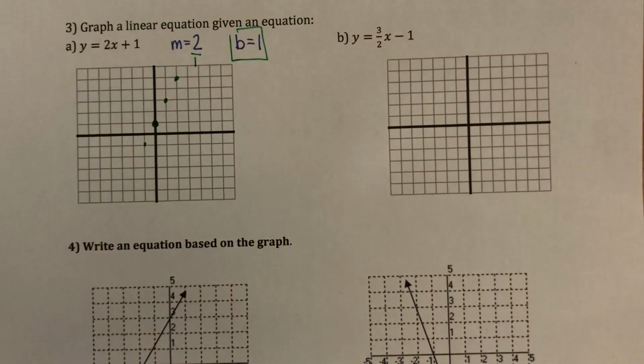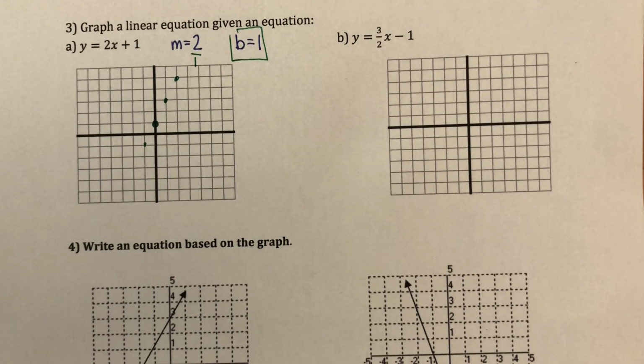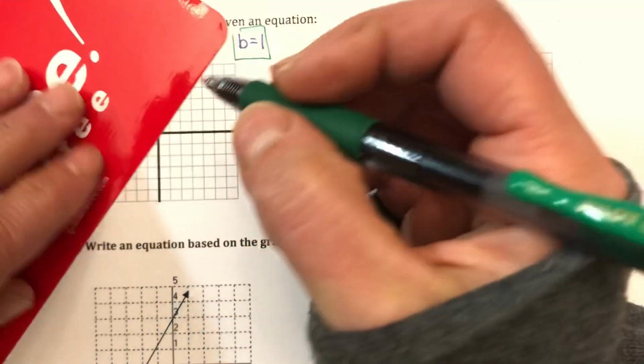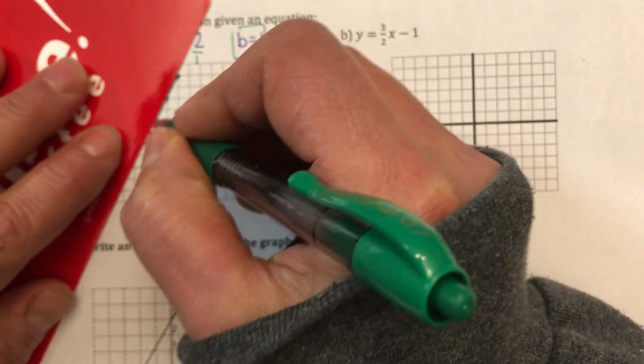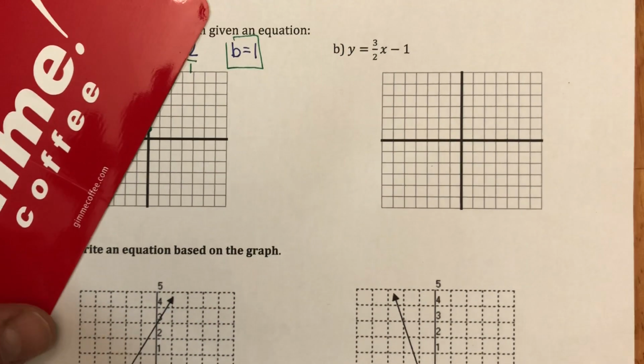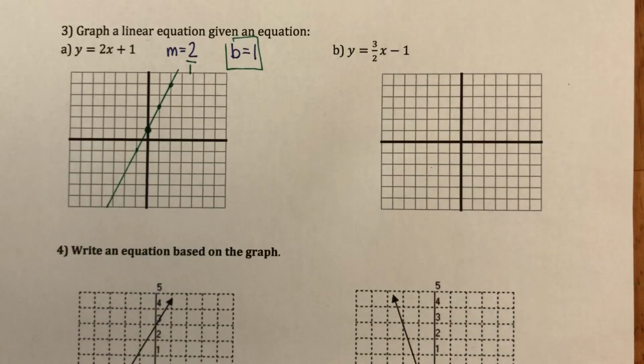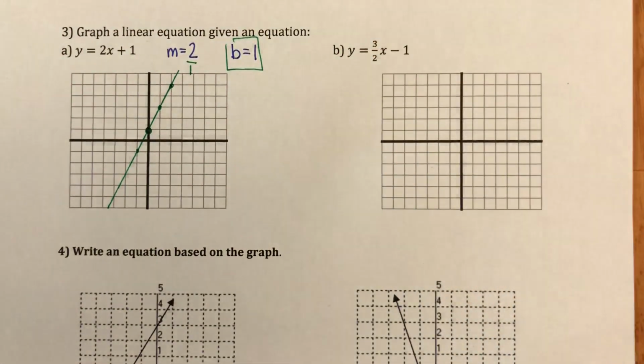Well, I am very well prepared. I have a gimme coffee sticker that I am going to use as my ruler. Let's see how that works. Well, worked pretty well. So you will do example B.